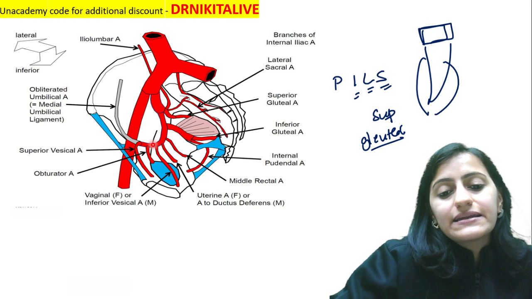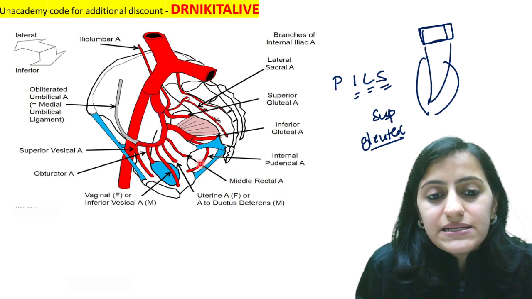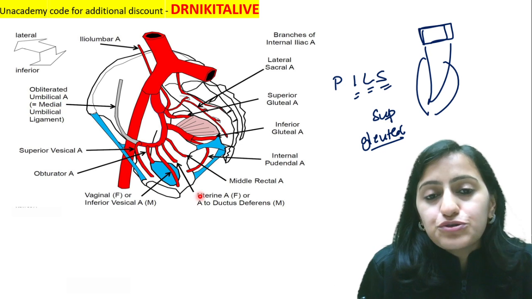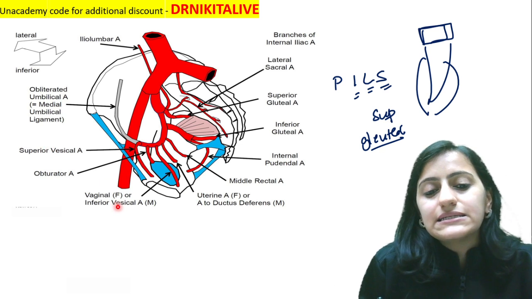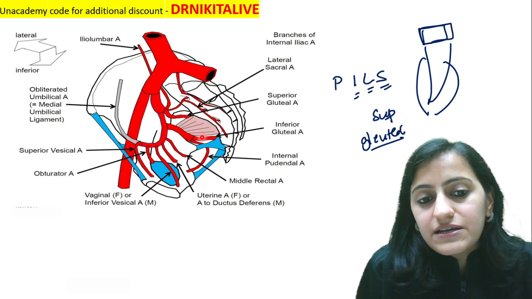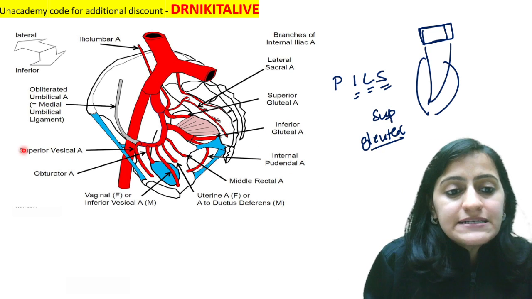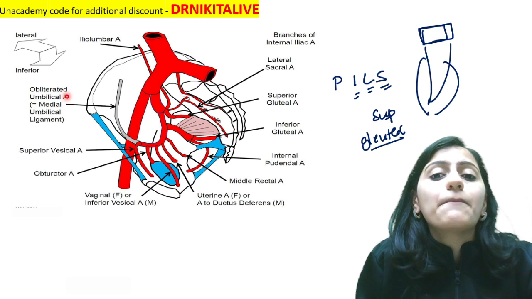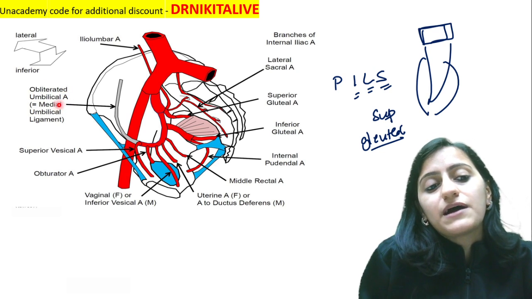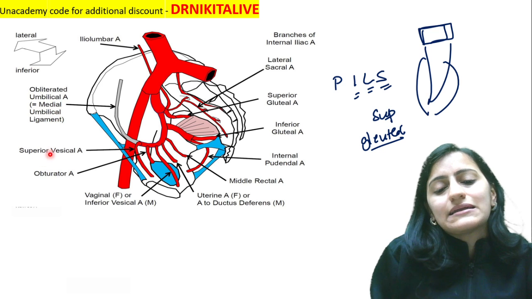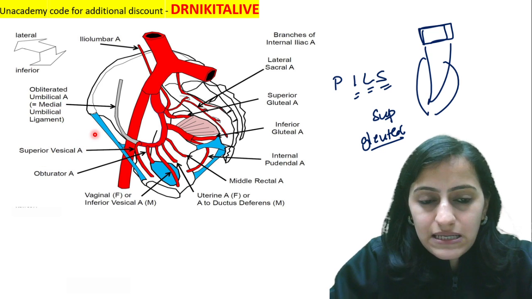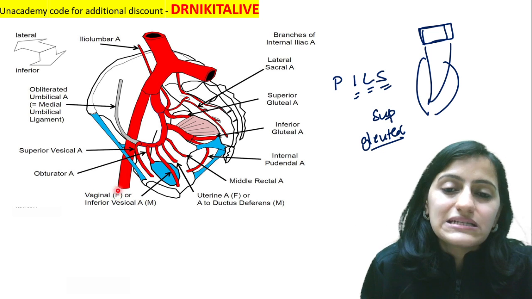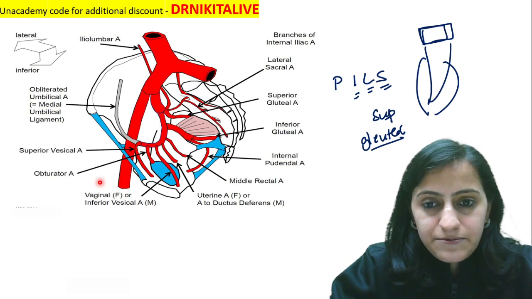So what is the anterior division? MOUSY. It is the middle rectal artery, O is the obturator artery, uterine artery, superior vesical, inferior vesical, and then the inferior gluteal and the internal pudendal. The superior vesical artery is basically the patent part of the umbilical artery, whose obliterated part forms the medial umbilical ligament. The patent part forms the superior vesical artery. And we said that the inferior vesical artery gives the vaginal artery in females, right?